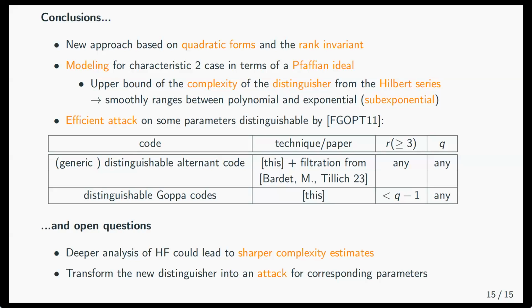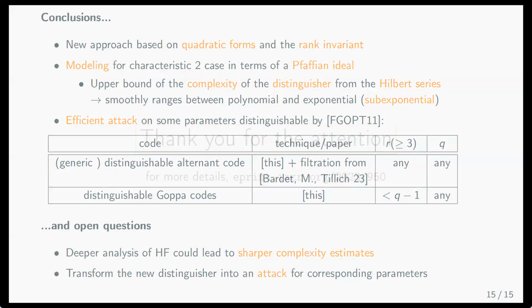So what is left open? Well, of course, having a deeper analysis of the Hilbert function in the case of a code could give a better bound on the complexity of the distinguisher itself, and could also be useful in order to understand the complexity of solving the polynomial system, which could be useful for the even more interesting task of transforming the distinguisher into an attack. In the same way as after several years, we managed to transform the old distinguisher into an attack for the same parameters. So that's it for me.